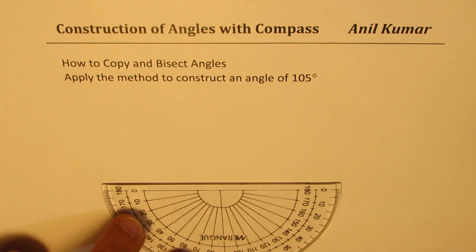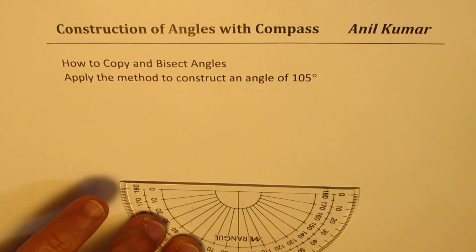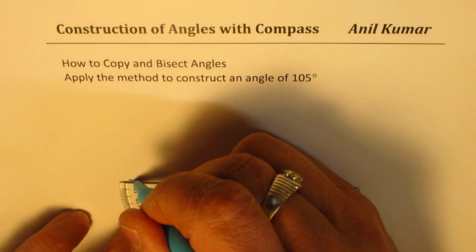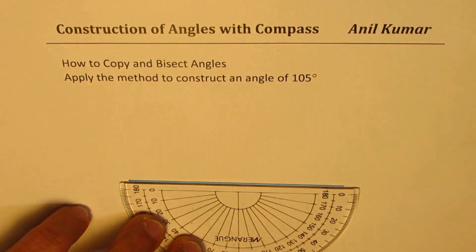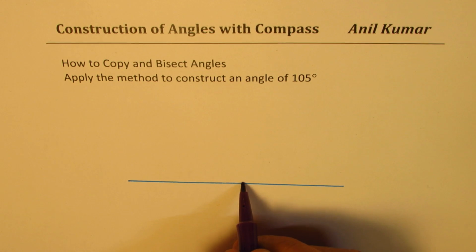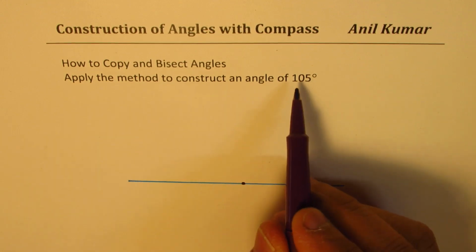Okay, so let's think about it. Let me straight away draw a straight line using the protractor. So we are not using it in the traditional way now. So we are just using it to verify the results and draw some straight lines. Now we need to create an angle of 105 degrees. Let's think how we could do it.